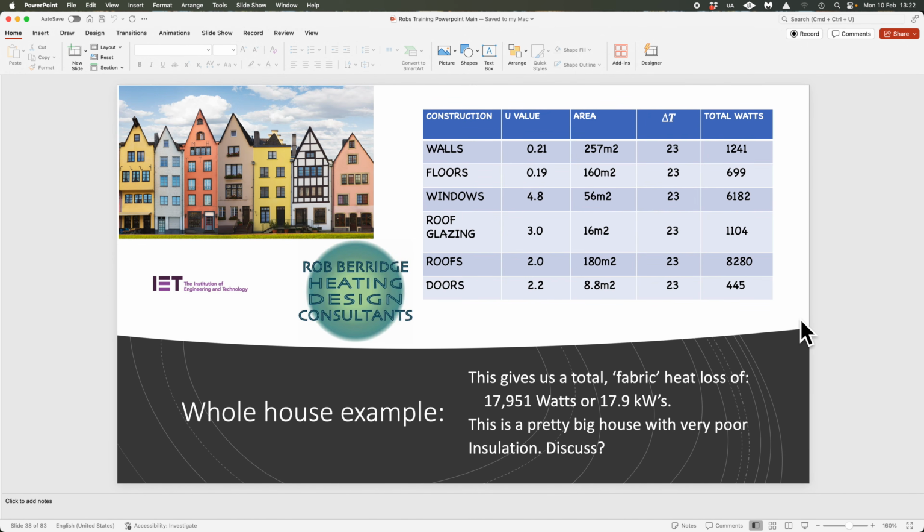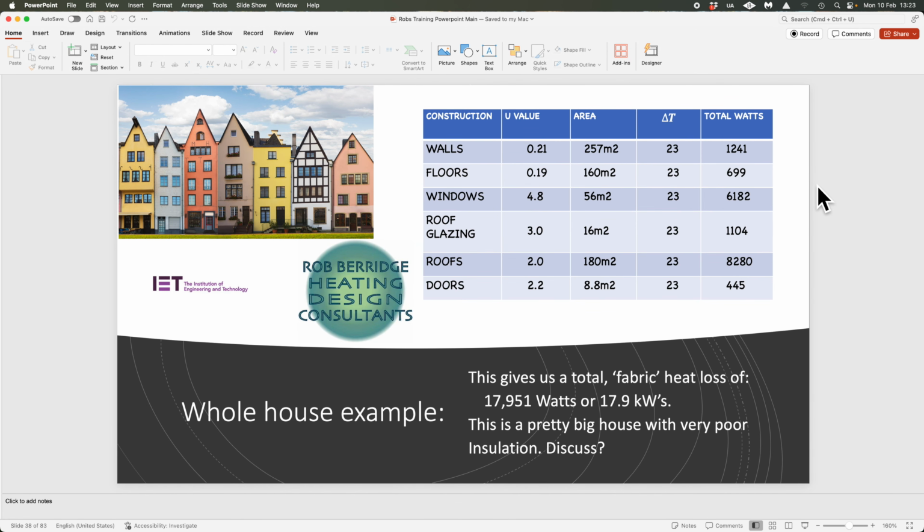Now, this is the last bit for this video, but I want to discuss this because this is really important to leave this on. Now, this was a live project that I did. Not these houses, that's just a stock image. But this was a live house, a live project that I did, and this was a 1930s built house, quite poor insulation, and we can see from a few little points here, these walls that I had, 257 square meters of walls. The U value was 0.21, but that gave me a total fabric heat loss, so U value times area times delta T, of 1241 watts.